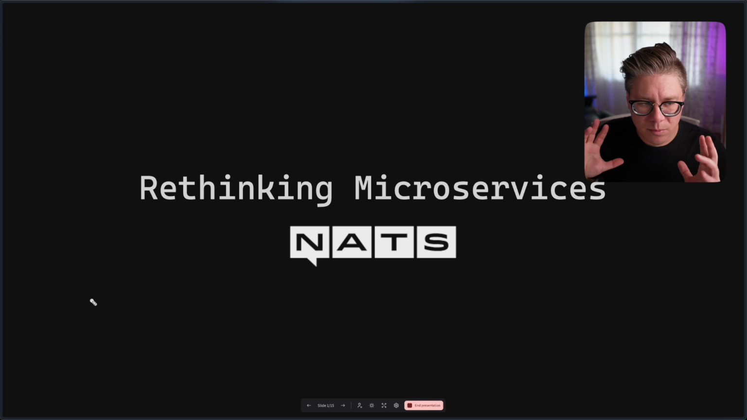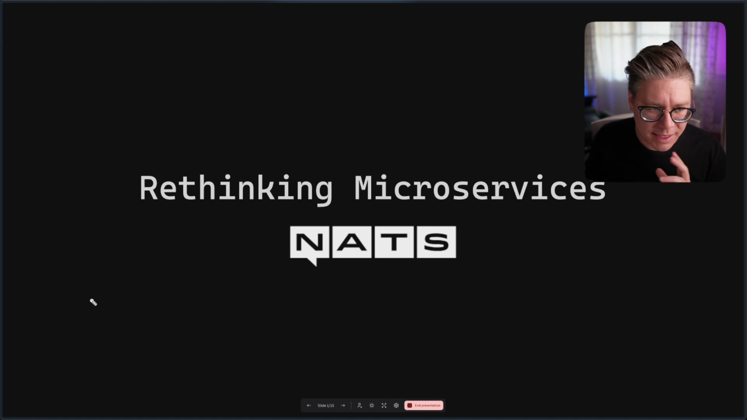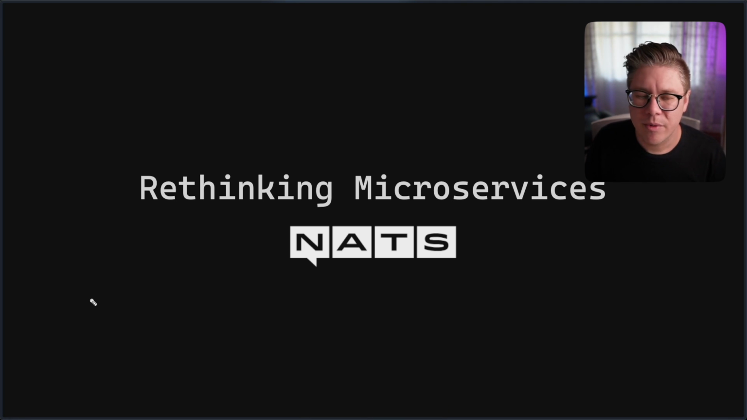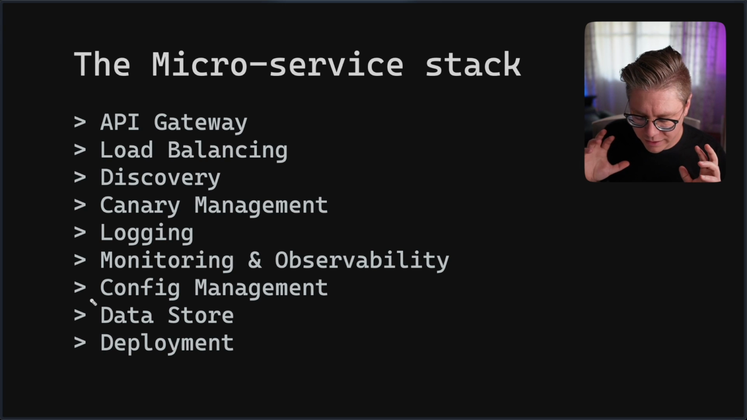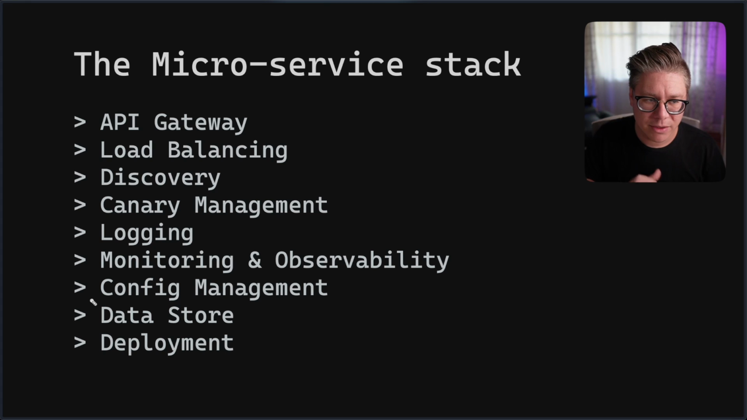So like I said before, we're going to be going over this concept of rethinking microservices. Just as NATS has rethought the connectivity layer, we want to zoom in on this idea of building out microservices, because microservice architectures are a lot to deal with. You have API gateways, load balancers, discovery, canary management, logging, monitoring, config management, data store, deployment. All of these things are, I would say, the bare minimum that a microservice architecture needs in order to run efficiently.